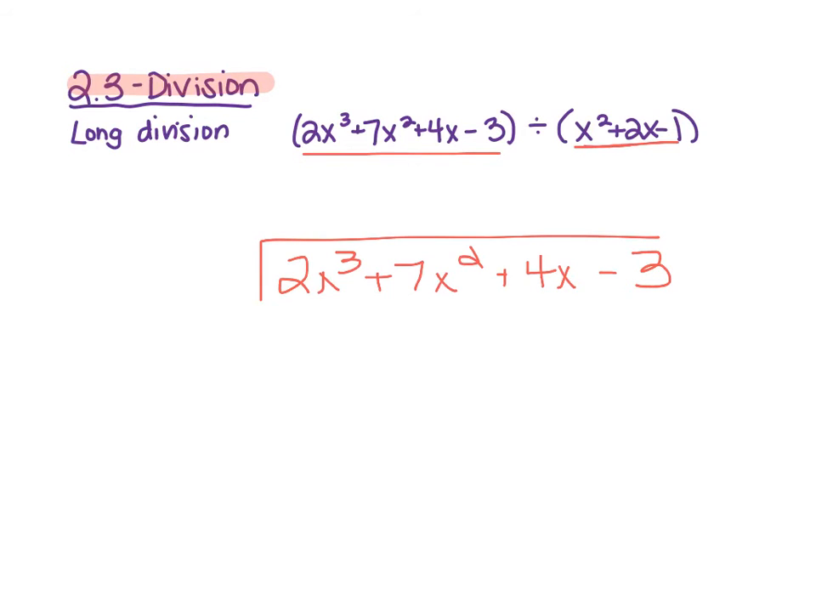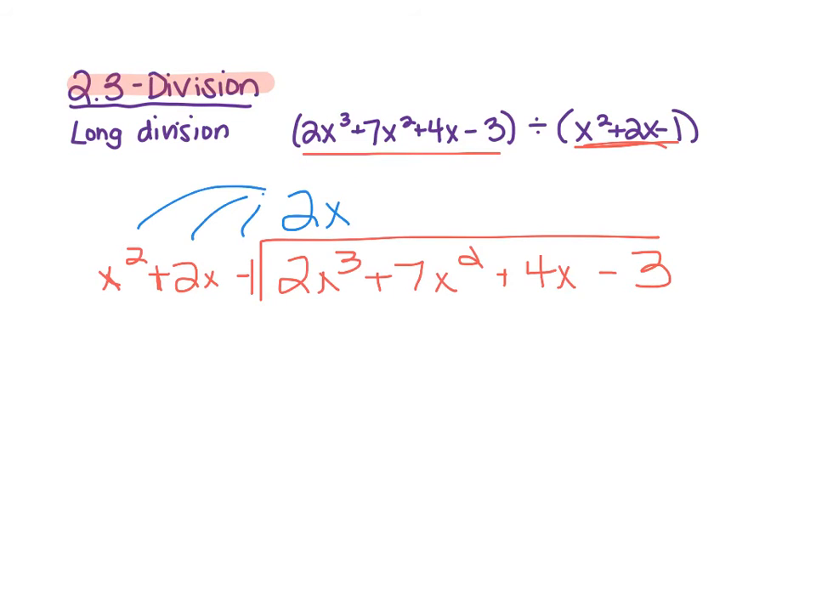Do the same thing here. Make sure they're in decreasing degree order, which they are, and nothing is missing, which it's not. If it was, I would plug in a 0 as the placeholder for that point. So then I'm looking first to first. What do I have to multiply x squared by to get to 2x to the third? And it would be 2x.